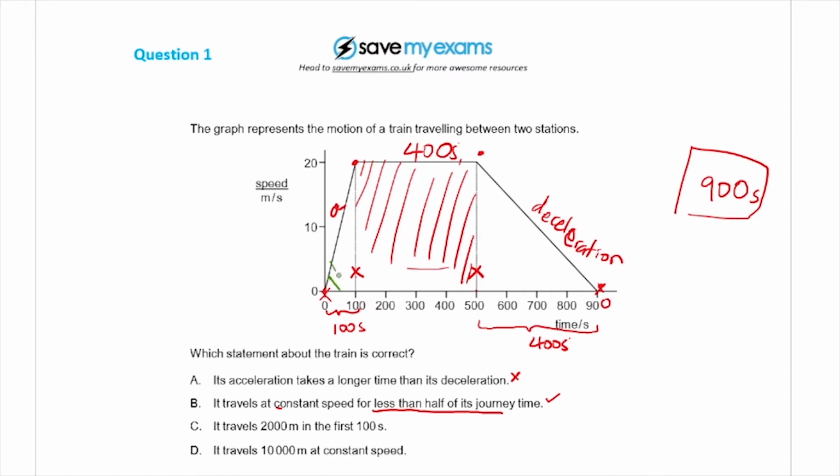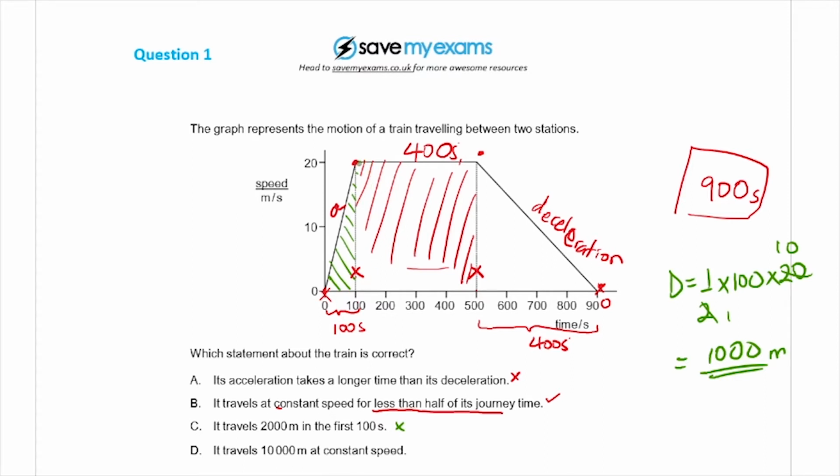So looking at the first 100 seconds, the distance traveled, of course, is the area under a speed-time graph. We shall say it is going to be a half times the base of this triangle, which is 100, times the height, which is 20. And so we shall end up with 1000. So it travels 1000 meters, not 2000. So this is wrong.